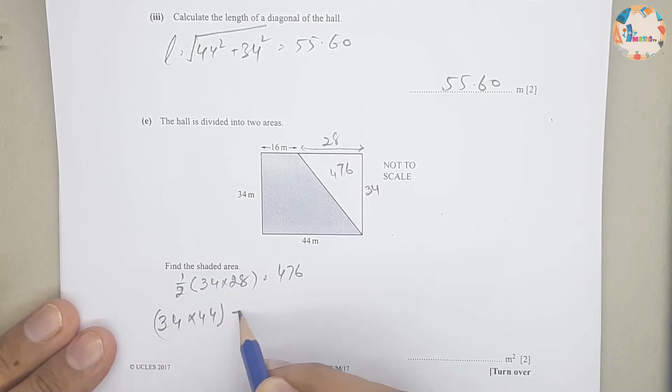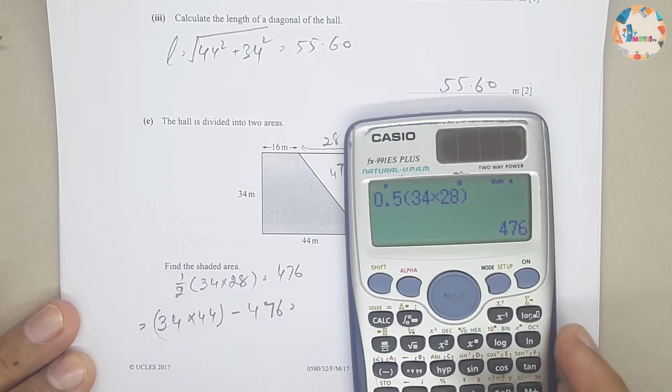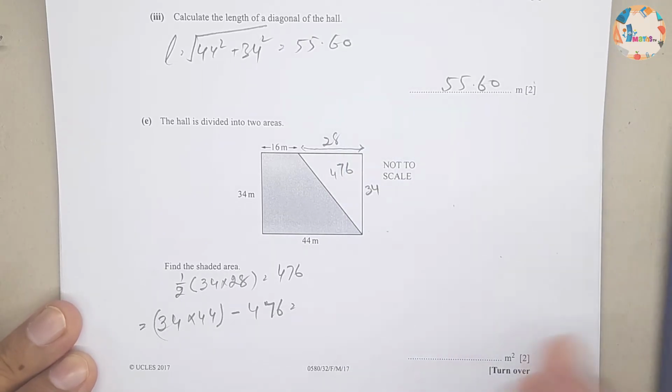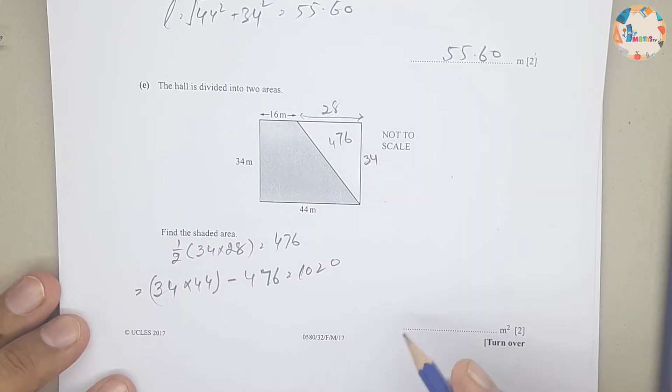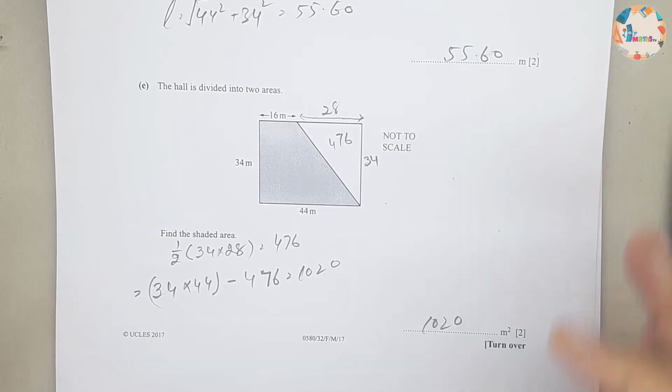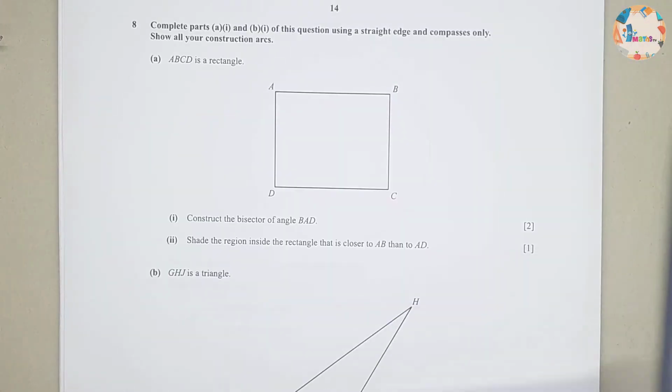This one will be total area minus 476. So we can write 34 into 44 equal to this one, minus 476, will be equal to 1020, and this will be our answer, 1020 meter square. Hopefully you got this also.